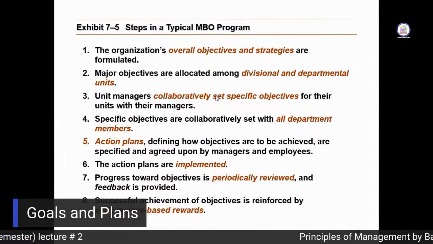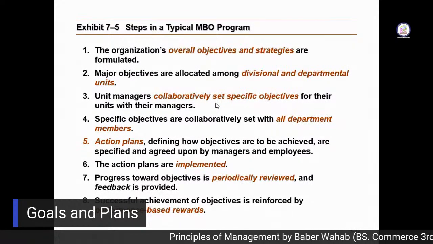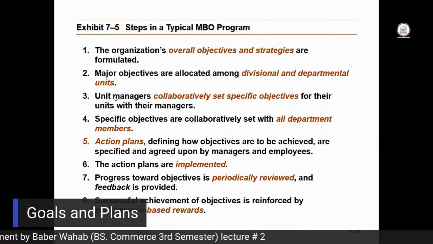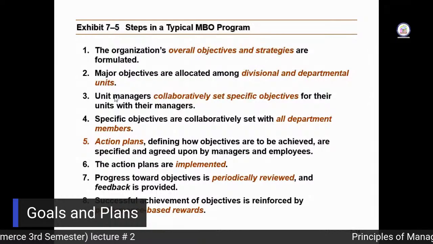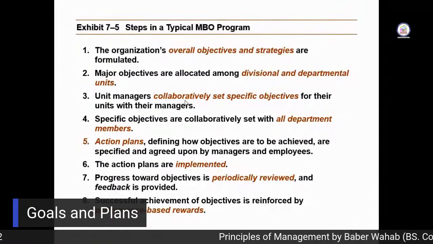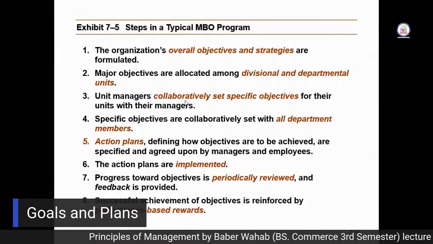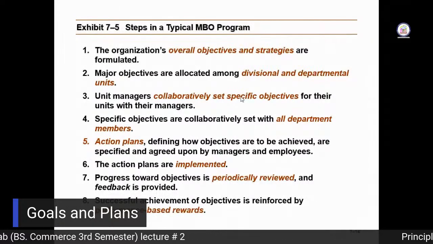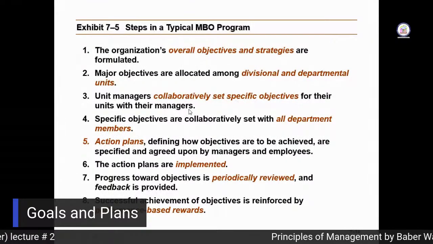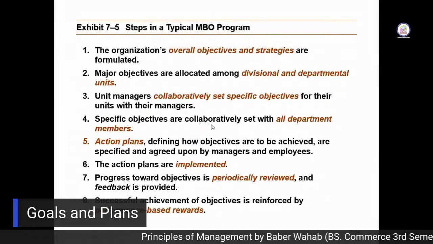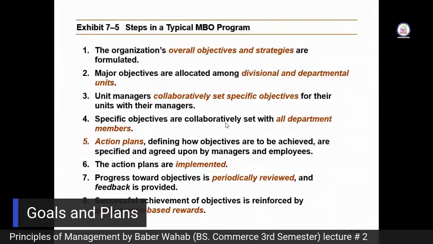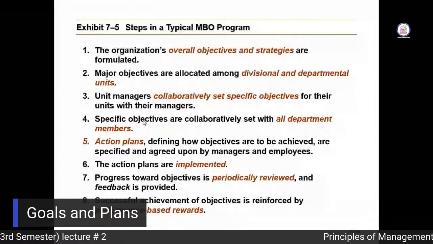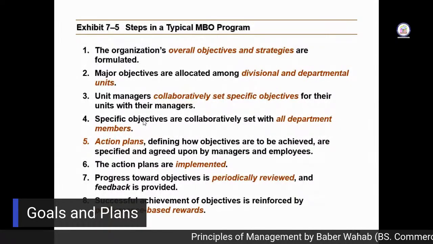It's here that MBO really comes into its power: at the unit level, the strategic business unit level, the goal setting about how the top level goals are to be done by our particular unit or department. This is done collaboratively with the unit managers. Then specific objectives are collaboratively set with all departments. So please keep in mind a strategic business unit, let's say a company is making tea, so that's one strategic business unit.